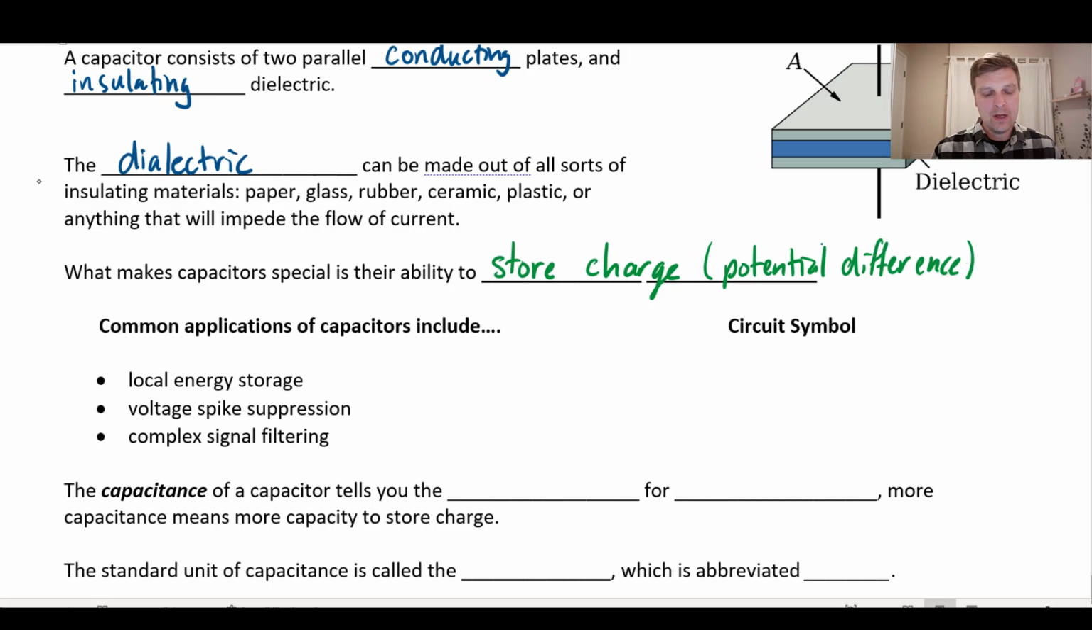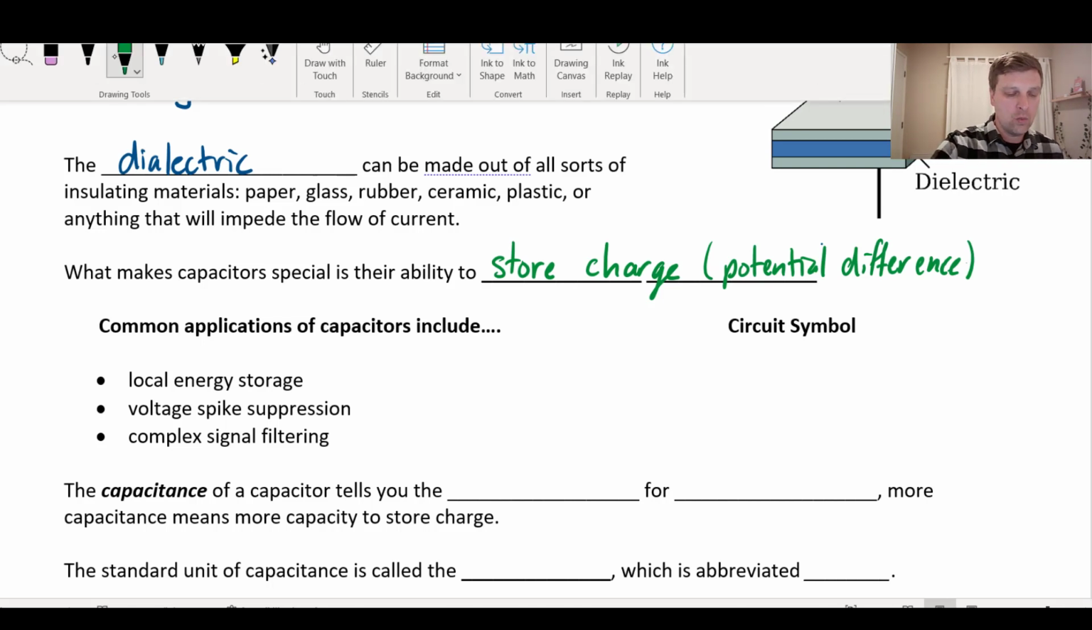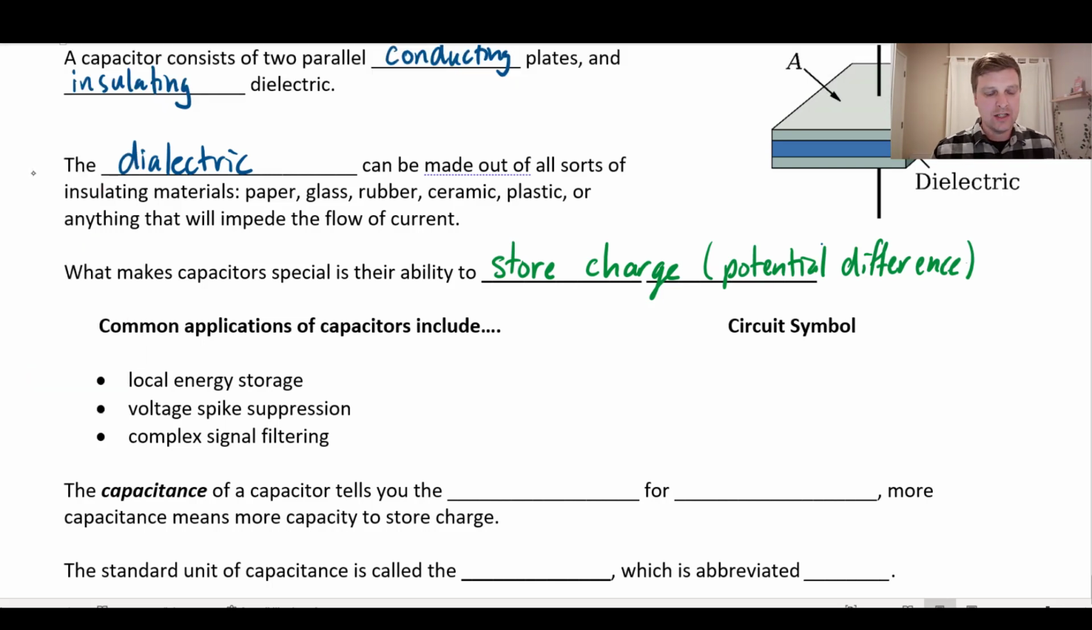Okay, capacitors are used in all kinds of things. One example is as an energy storage device, but they're also used in things like alternating current and to prevent spikes in voltage, and that's something that you'll maybe learn a little bit later on. But just know that they are basically ubiquitous in modern electronics.